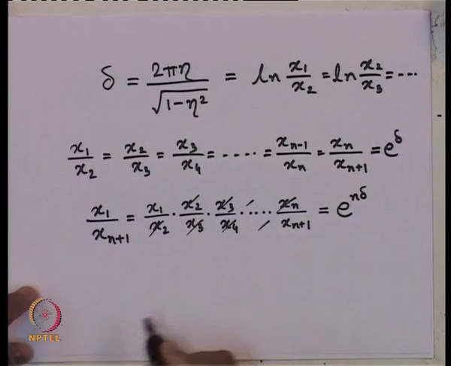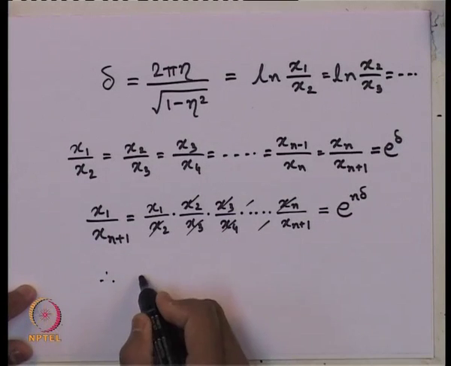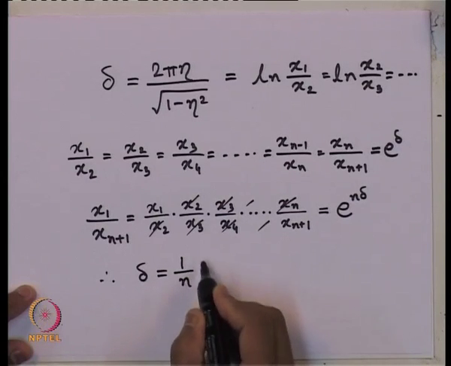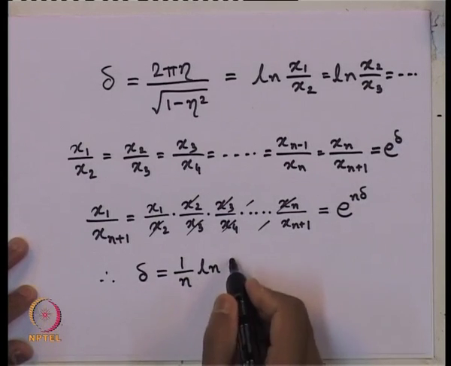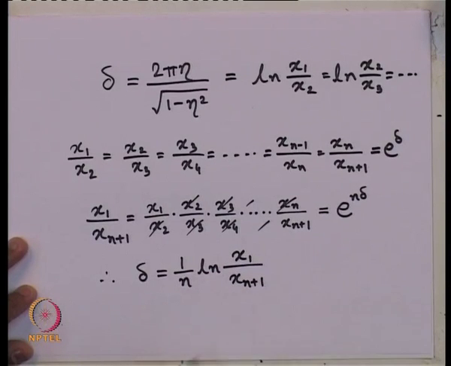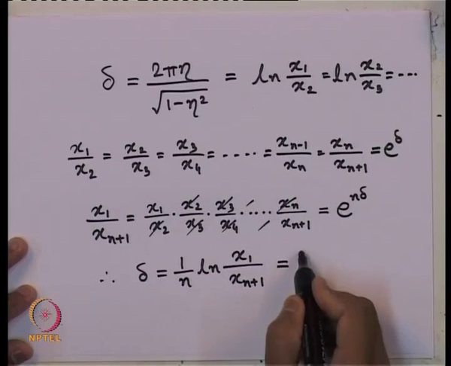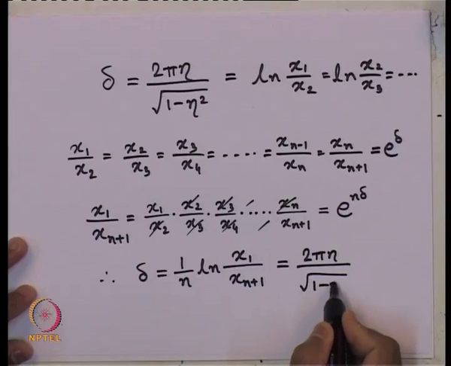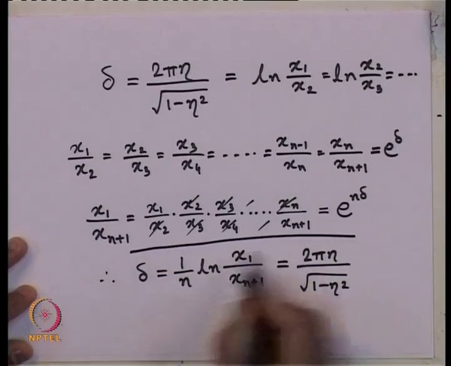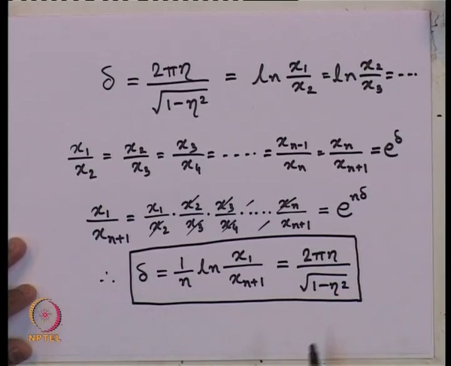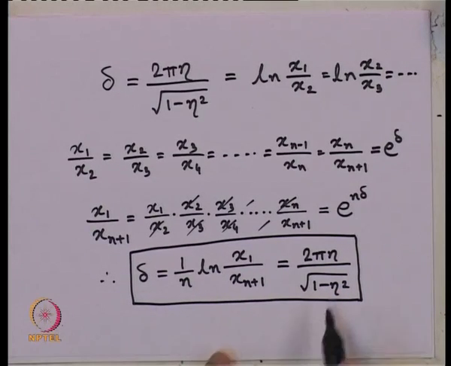Therefore, if we simplify this, what are we getting? Delta is given by 1 by n ln x 1 by x n plus 1 equals 2 pi eta by root over 1 minus eta square. So, this is the most important thing which we have to use to compute the damping ratio of any system.